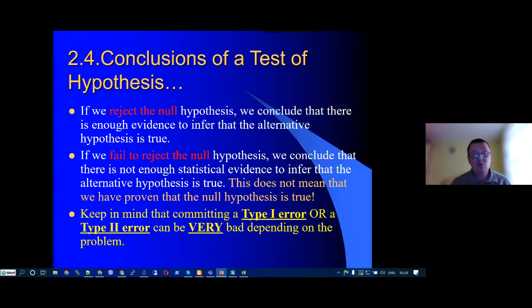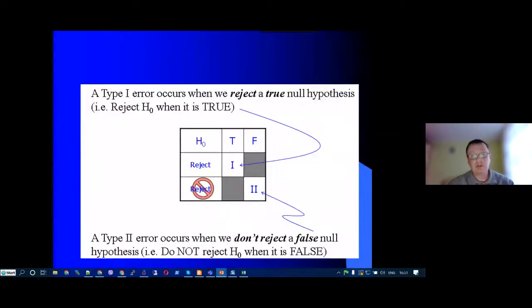So when we reject the null hypothesis, we conclude that there is enough evidence to infer that the alternative hypothesis is true. When we fail to reject, we conclude that there is not enough statistical evidence to infer the alternative hypothesis. That does not mean that we have proven that the null hypothesis is true. We just do not have enough evidence, like I already mentioned once. And we have type 1 and type 2 errors, which are very bad in terms of problems.